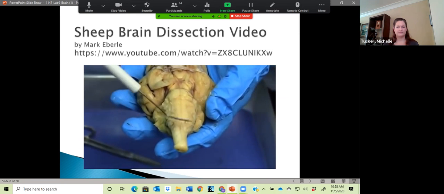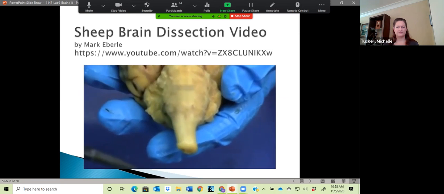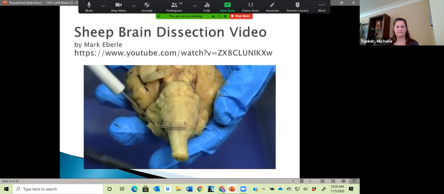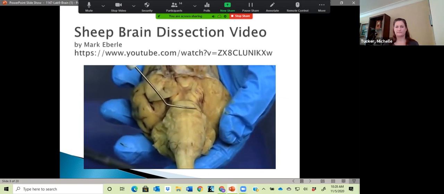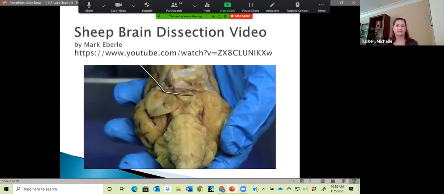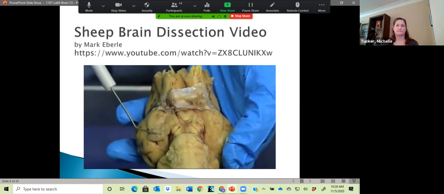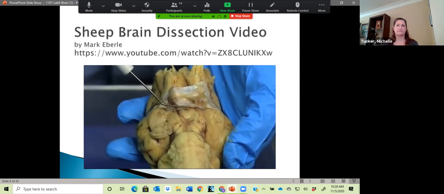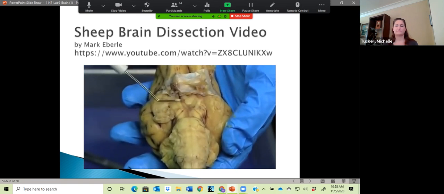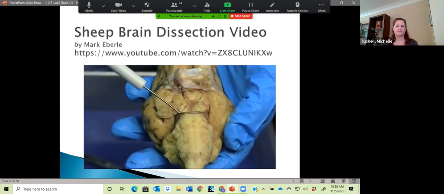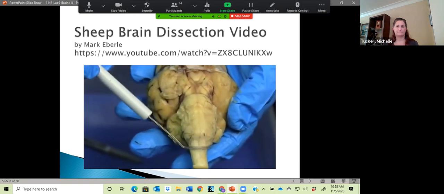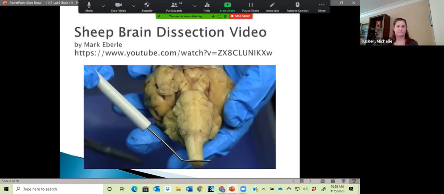Right here is the spinal cord. This part of the brain is the medulla. So from here to here is the medulla. And then the pons, the bridge, is right here. And then this area right here is the midbrain. You might remember that this is the brainstem. And the brainstem's made up of midbrain, right here, pons, and medulla. This is the spinal cord down here.